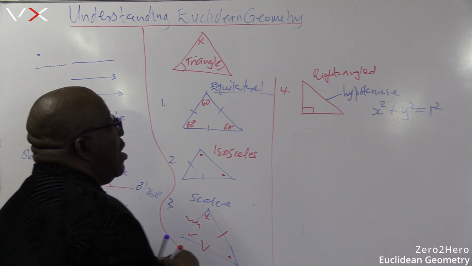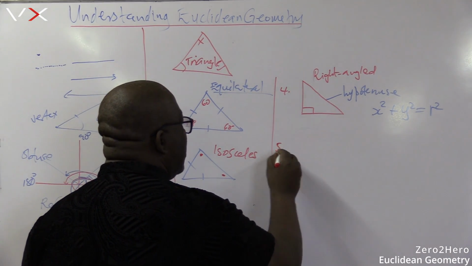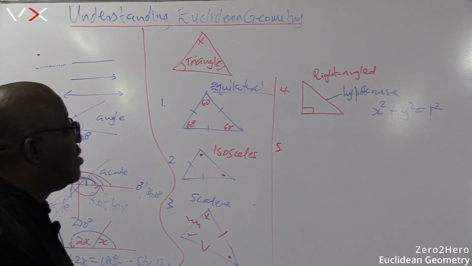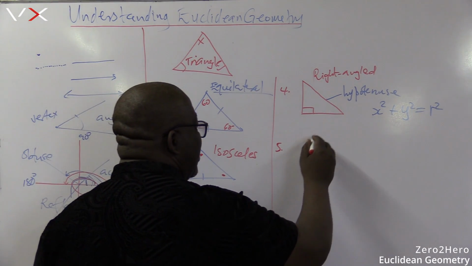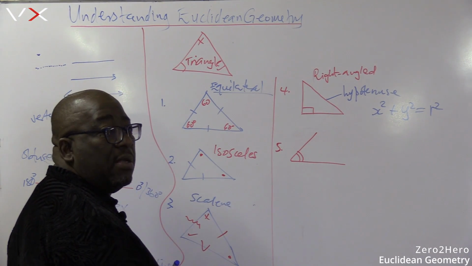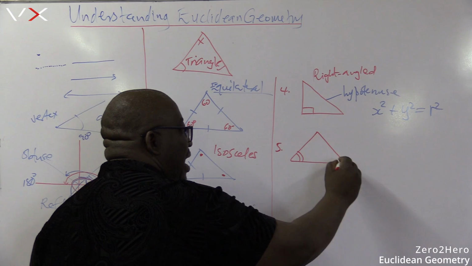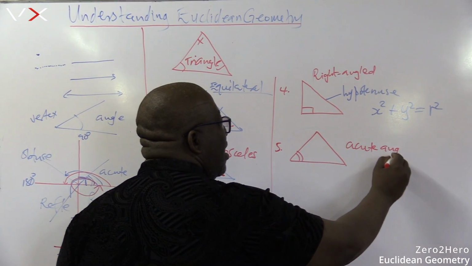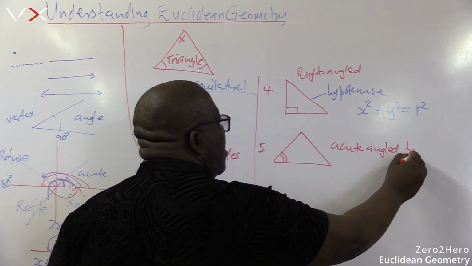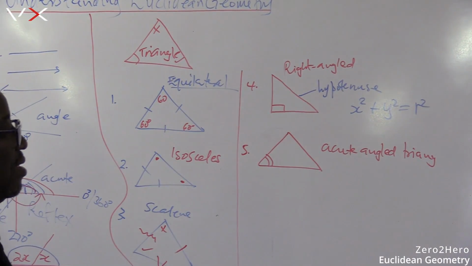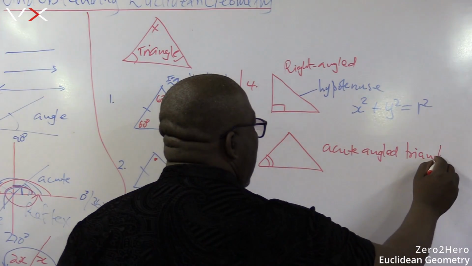Number 5. Remember, I said these three are named according to one of their angles. What type of angle is this one? It's an acute angle. If I close this, I will therefore have an acute angled triangle. One of its angles must be an acute angle. Then we'll have an acute angle triangle.